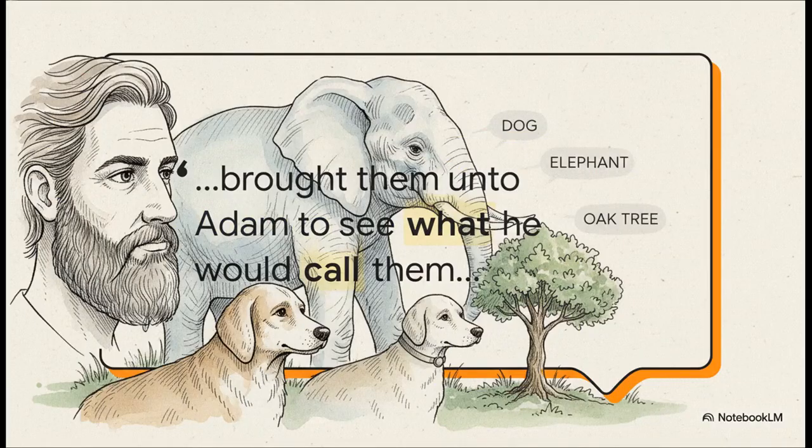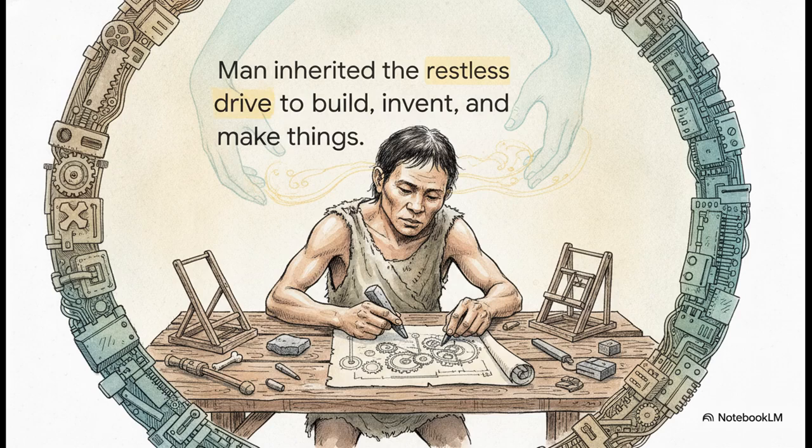And this wasn't just assumed either, it was actively put to the test. According to the presentation, God tested this newly transferred intelligence by bringing the animals to Adam, basically to see what he would call them. It's like a cosmic pop quiz. Adam looked at a dog, an elephant, an oak tree, and he named them correctly, matching the exact concepts the Creator already had in mind. It was a test to see if man's mind successfully mirrored the Creator's mind. Which naturally brings us to the second tier.